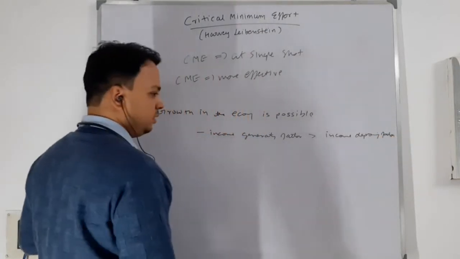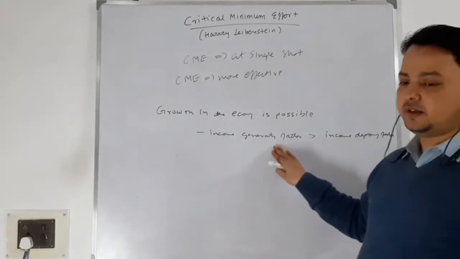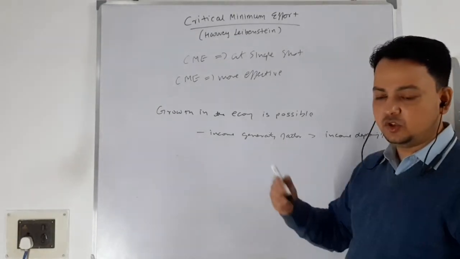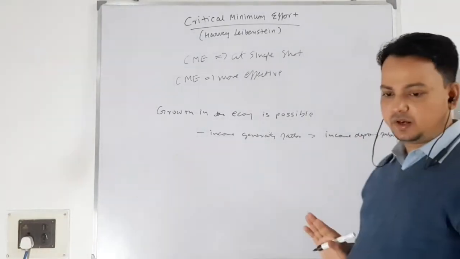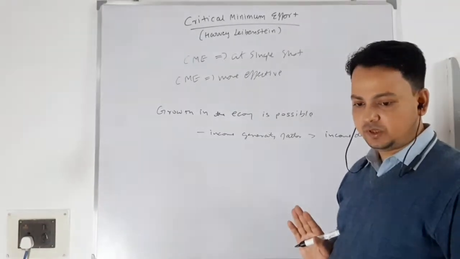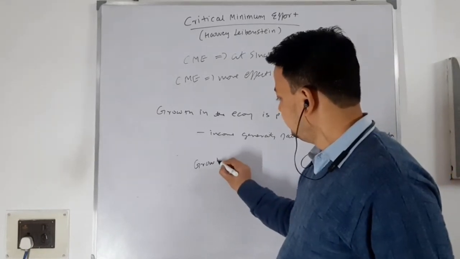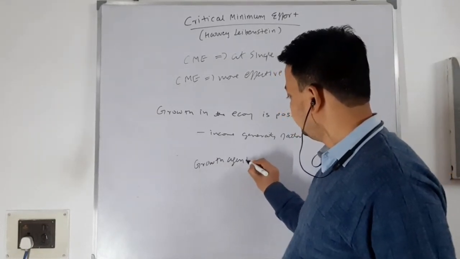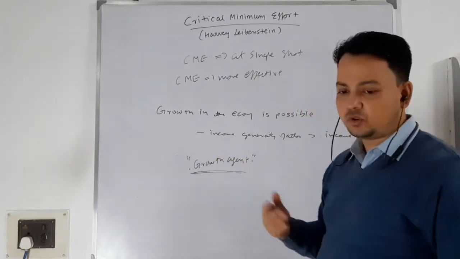Then only we can have growth. When the income generating factor, the thing that is inducing investment, is greater than the income depressing factor, then only growth will take place. So here he talks about the role of the growth agent. So who are these growth agents?